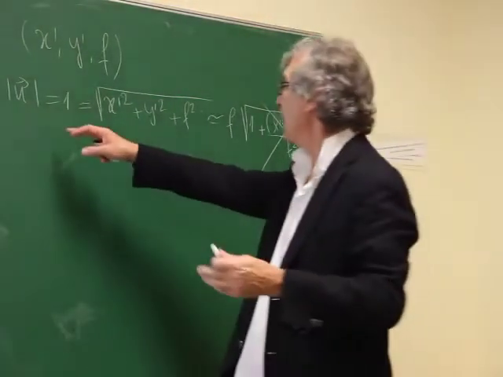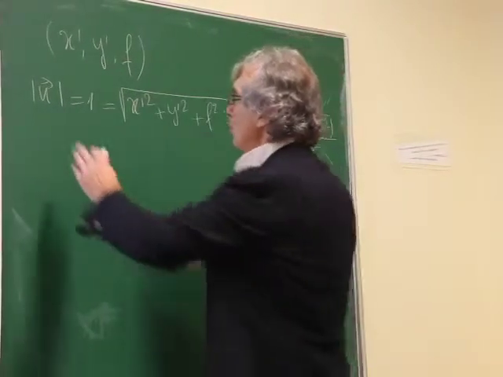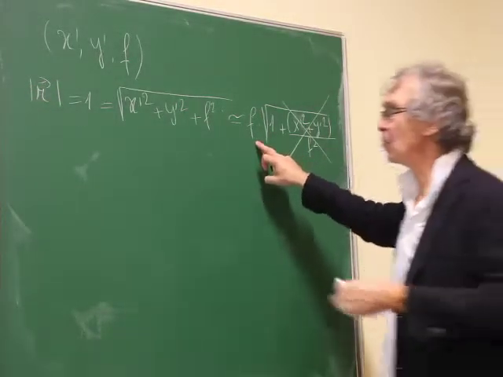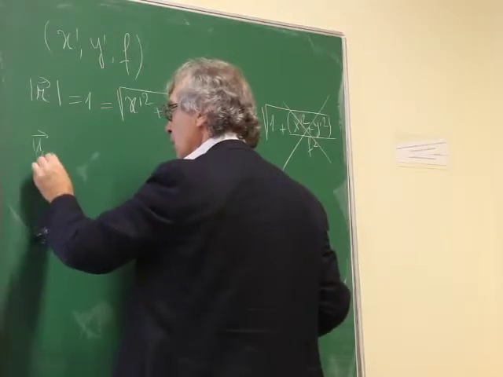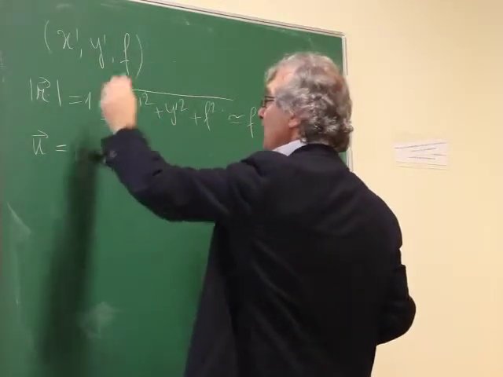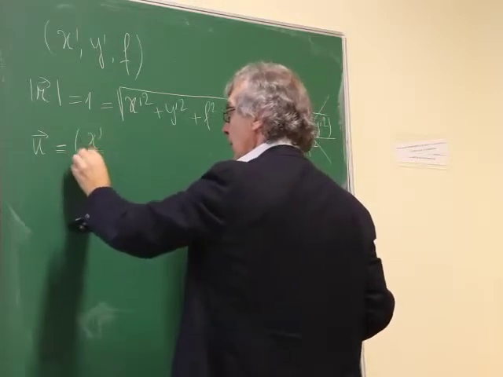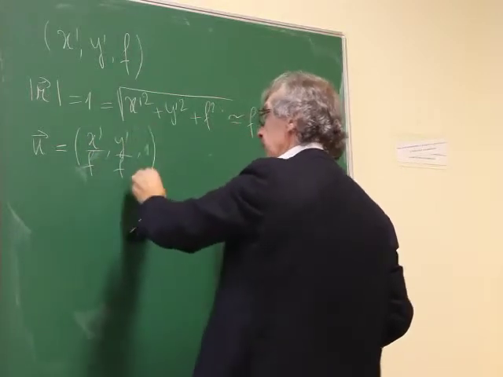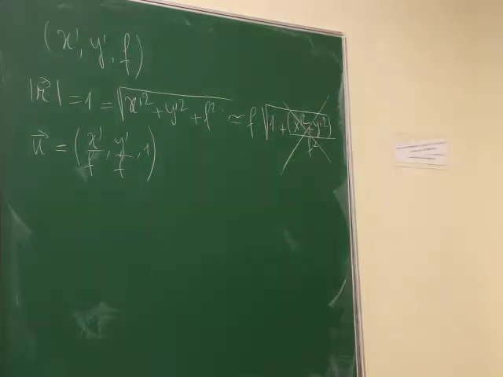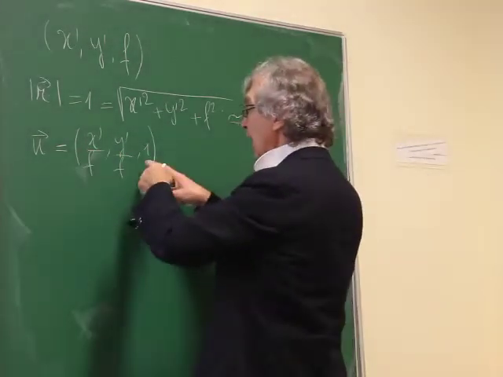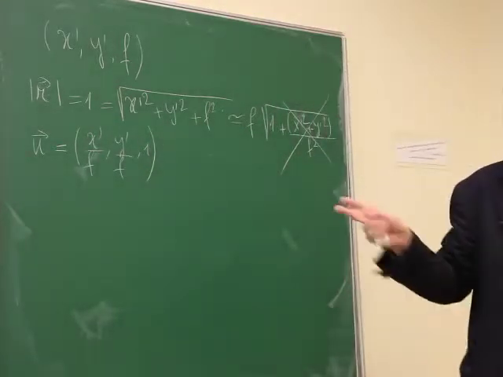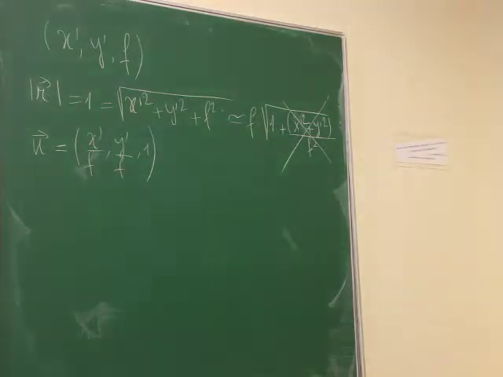And I find that the module of that vector, I could call it r, is about equal to f. So if I want to define a unit vector along that direction, I just have to divide these coordinates by f, and I find that it will be x prime over f, y prime over f, and f over f is 1. And indeed, if I take now the module of that vector, I find that it's the square root of 1 plus second order terms. So it's about 1. Okay, so I found the coordinates of that unit vector here on this diagram.